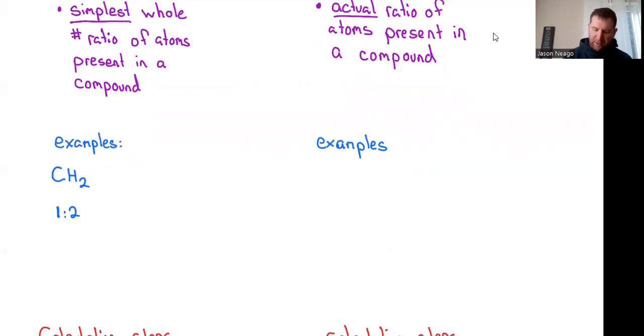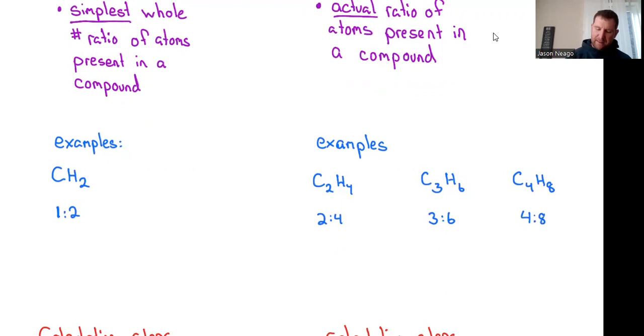Examples of molecular formulas would be things like C2H4, C3H6, and C4H8. Notice that in each of these examples, in C2H4, dicarbon tetrahydride, I would have a 2:4 ratio. And in tricarbon hexahydride, I have a 3:6 ratio. And in tetracarbon octahydride, I have a 4:8 ratio.